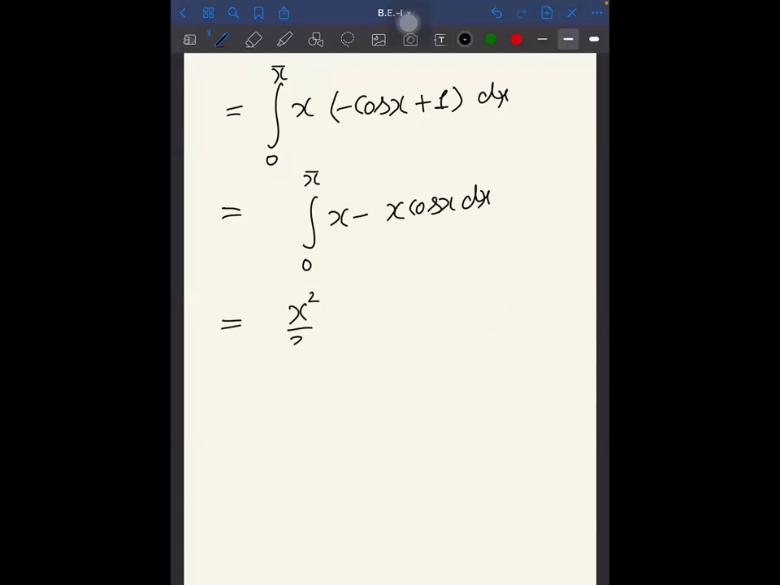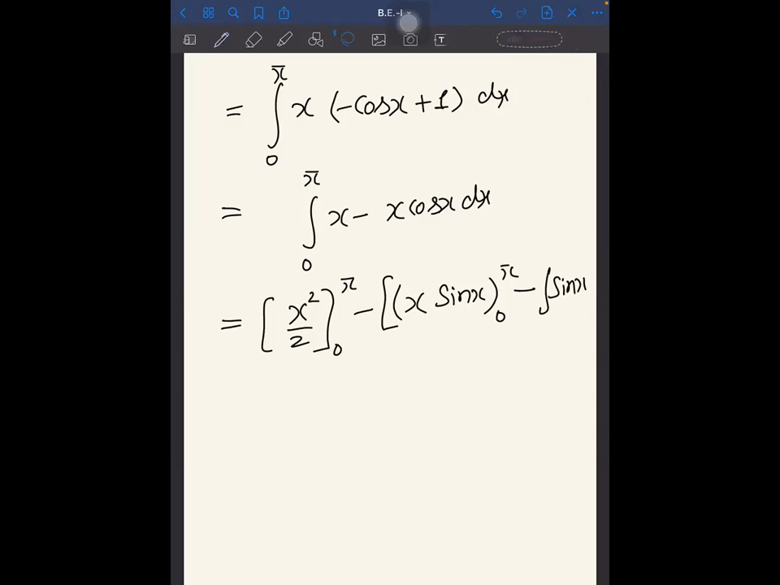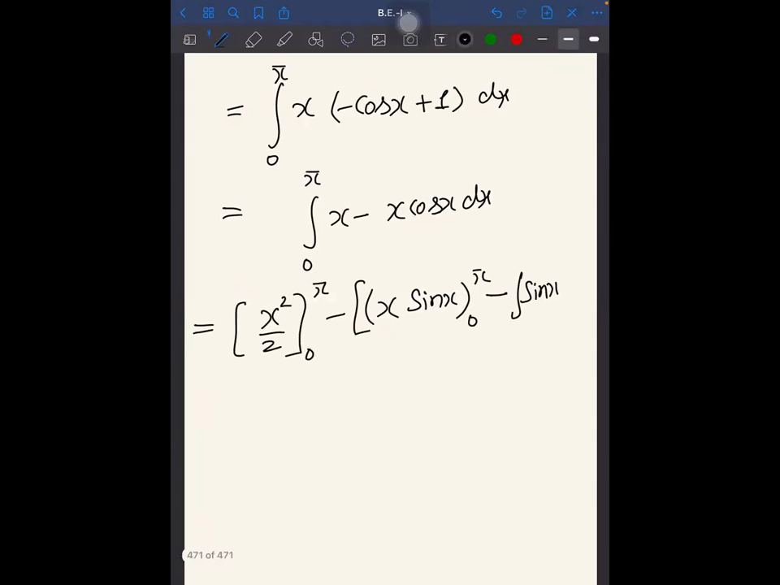So the integral of x is x square by 2, 0 to pi. And what about x cos x? We'll use integration by parts. First function x as such, integral of cos x is sin x. Derivative of x is 1 and integral of cos is sine. So this becomes the integral of sine x. Let me make a few spaces over here.